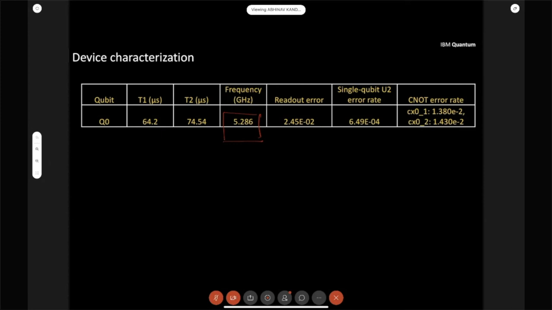for many of the transmon qubits. You have about 2 to 3% error on the measurement. I will use measurement and readout interchangeably. The single qubit error rates are very good; the gates are better than 99.9%, so this is about 0.1% error. And then the CNOT, so these are the 2-qubit entangling gates, are more error prone, and these are about 1%. Okay, and we'll dive into all of this very soon.